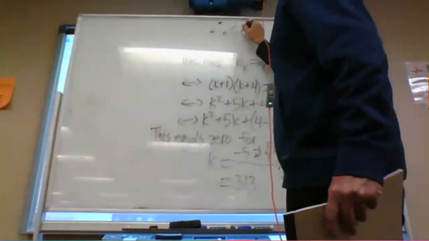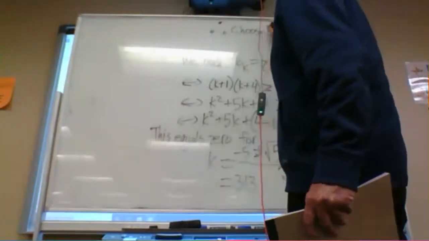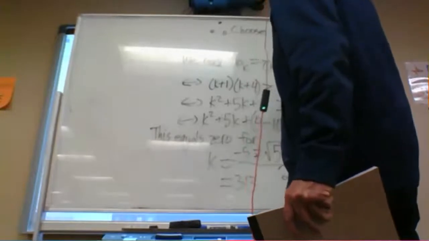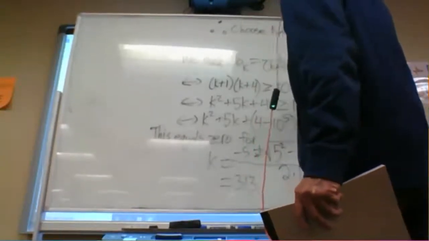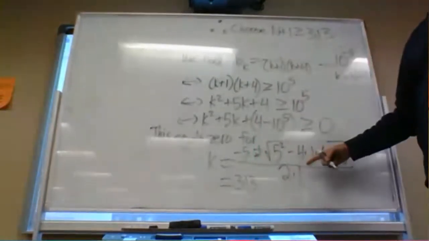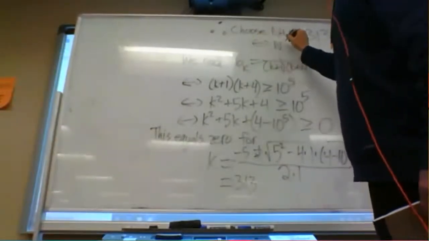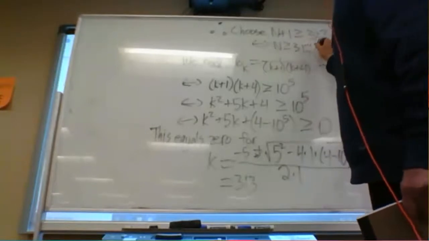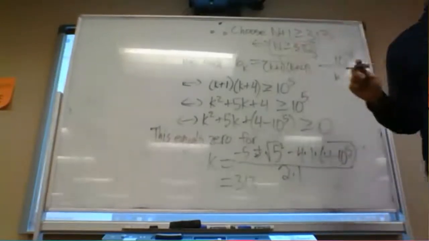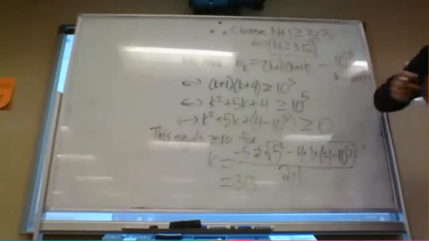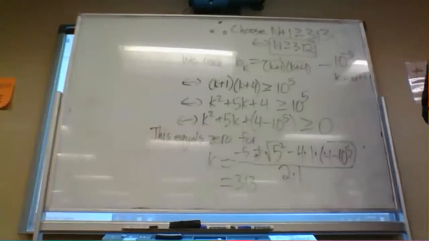So therefore, choose k, which was n plus 1, greater than or equal to 313, right? Which is what this comes out with the quadratic formula, or equivalently, n greater than or equal to 312. So there's a homework problem like that. I think it's good to at least do one of these.